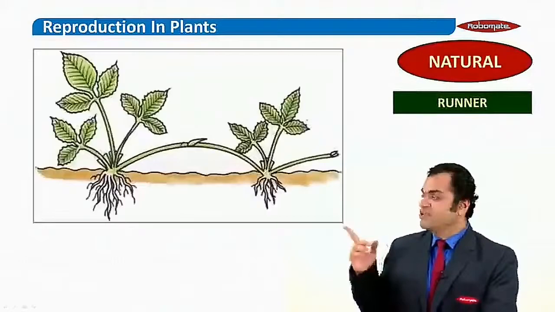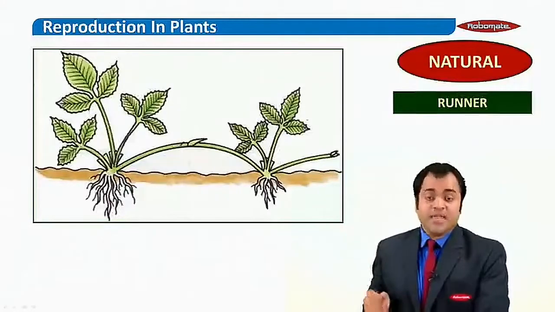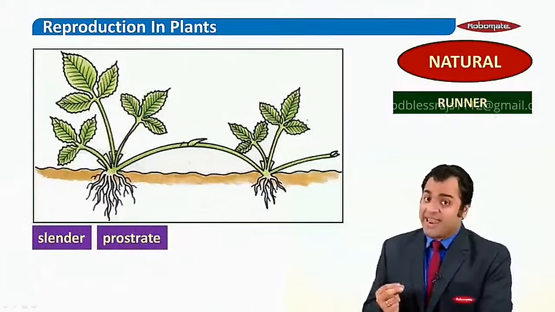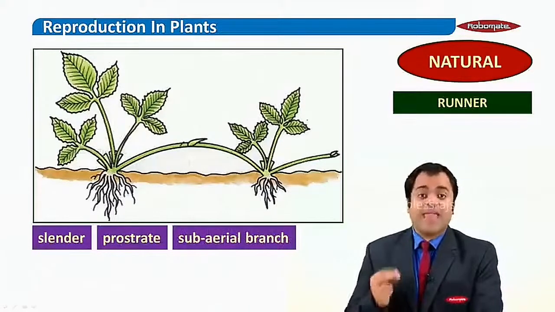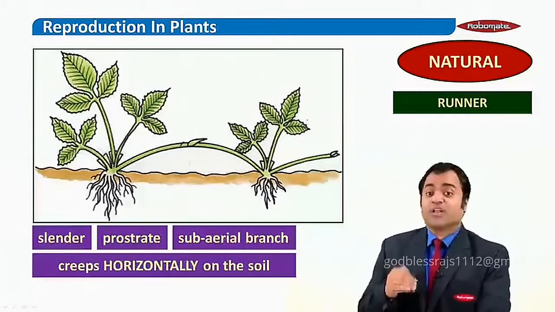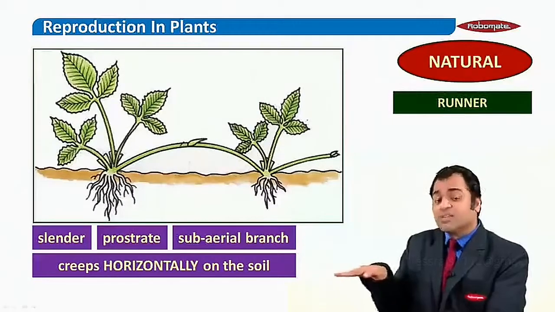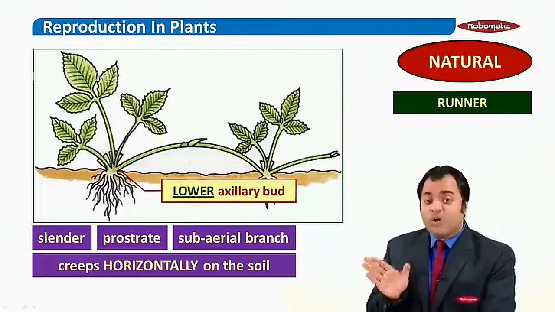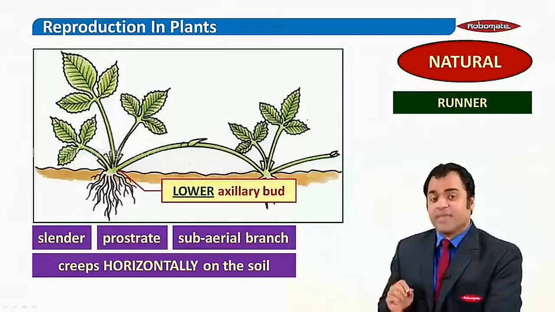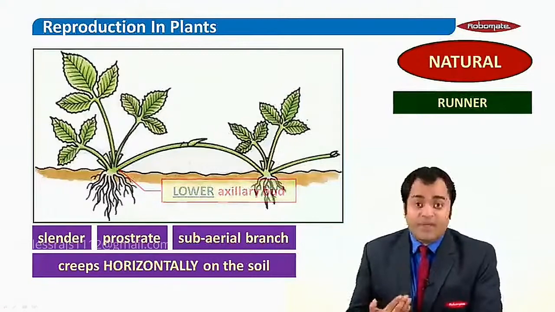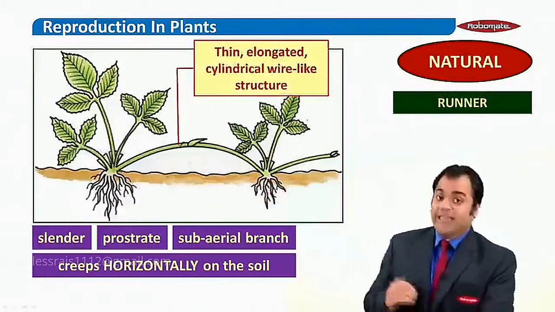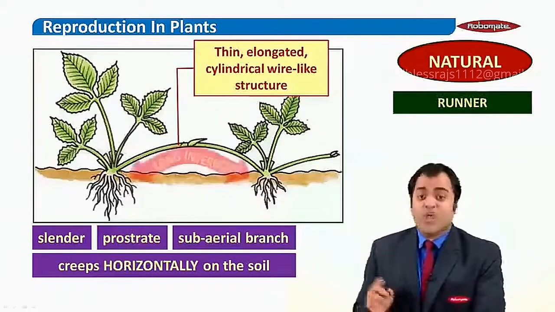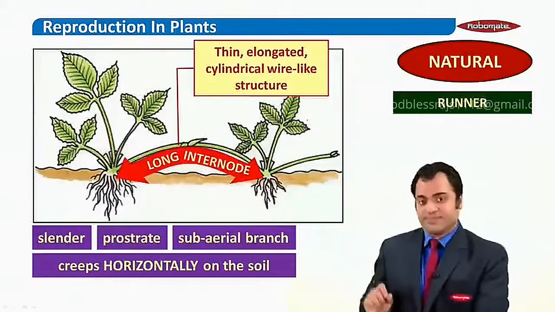Look at this beautiful picture of a runner here. Now remember, a runner is a slender, prostrate, as well as subaerial branch that grows or creeps horizontally on the soil. Runners are produced especially by lower axillary buds. Is that okay? And when they are formed, how do they appear? They appear like thin, elongated, cylindrical, wire-like structures with a long internode.